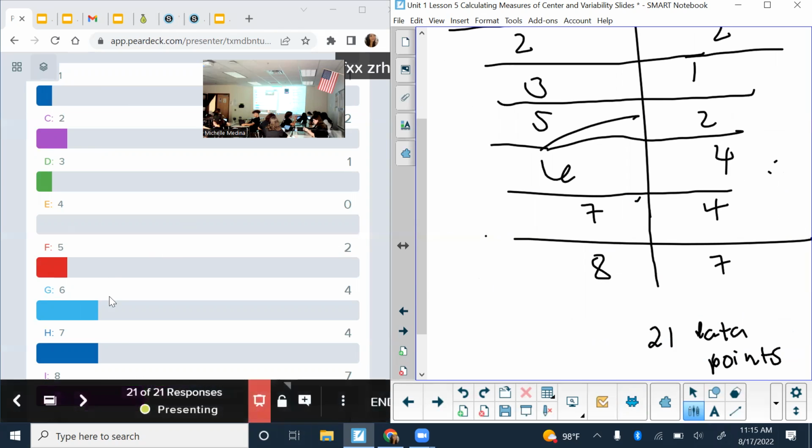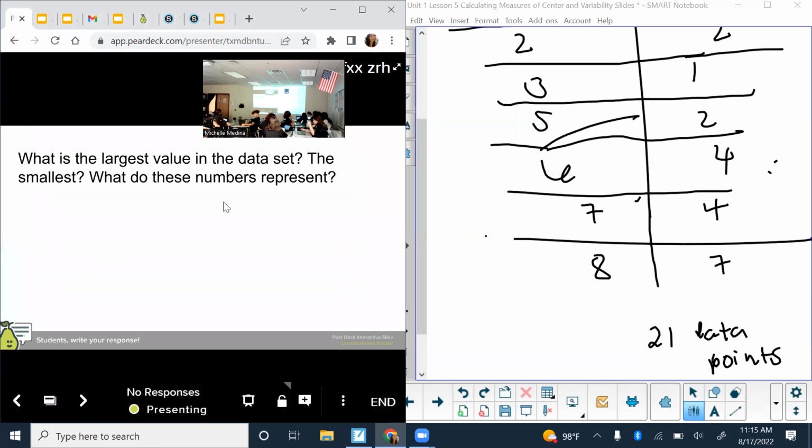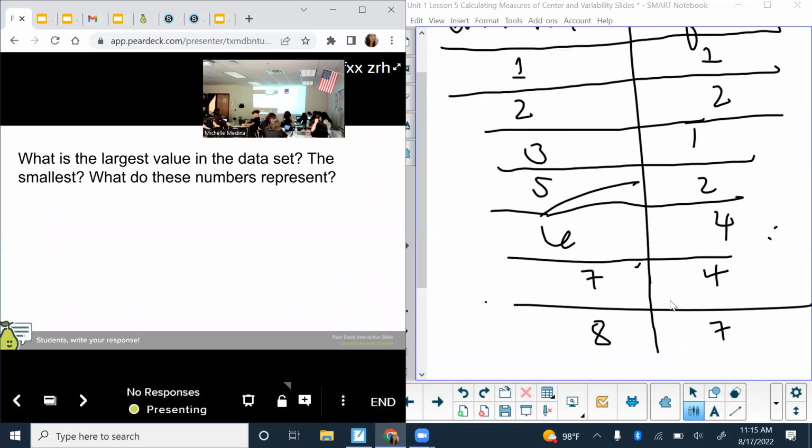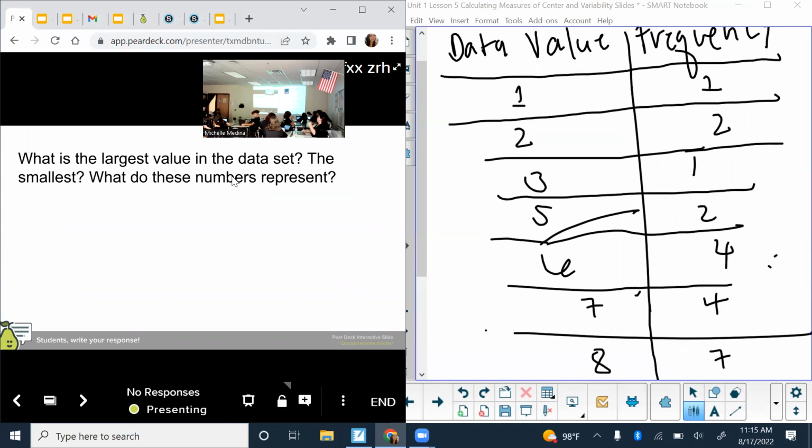So then on to the next part. Looking at our data table, what's the largest value in the data set, the smallest, and what do those numbers represent? So answer that on your Pear Deck screen. You could type your answer if you want. You could draw your answer with your finger, but identify your largest value, the smallest value, and what they represent.